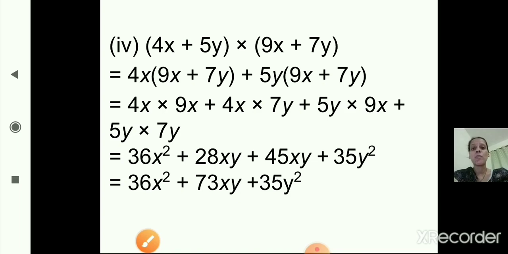Now this is the fourth sum. The third sum is for homework, that I will tell you later. Now here, see in the question: 4x plus 5y multiplied by 9x plus 7y. This is multiplying a binomial by a binomial, right?